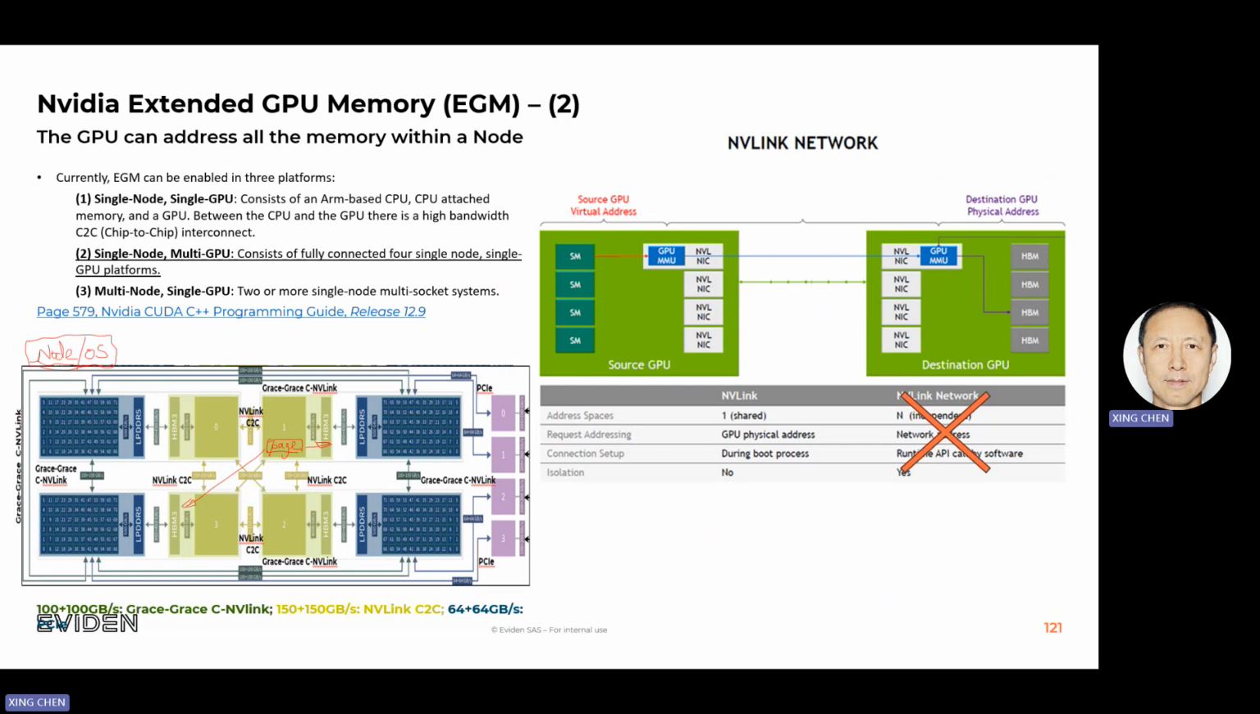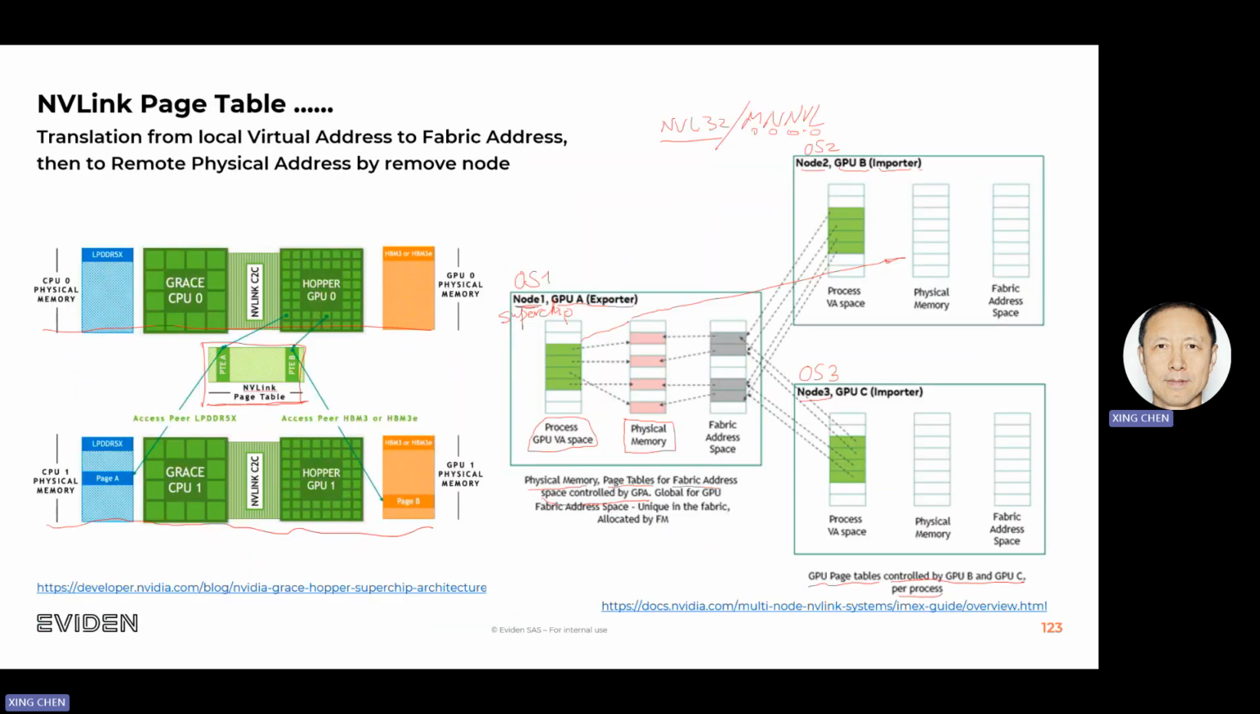Now, this was the situation with EGM for the Type 2 system, but the big difference for this kind of system is that right now the nodes are with their own operating system. So for the previous Type 2 system, node A and node B are interconnected by the NVLink C2C.